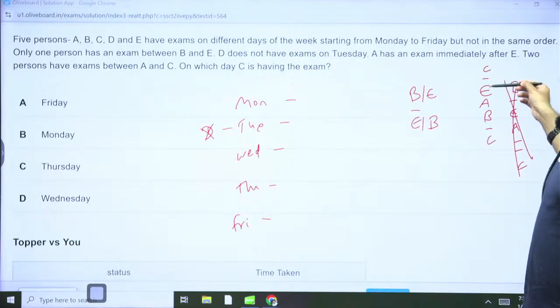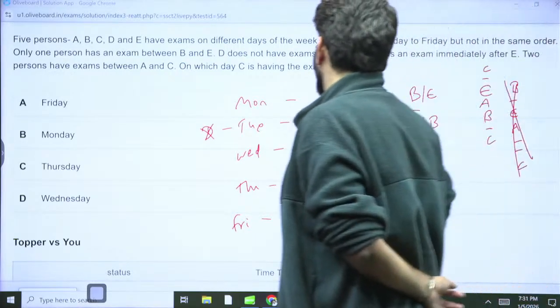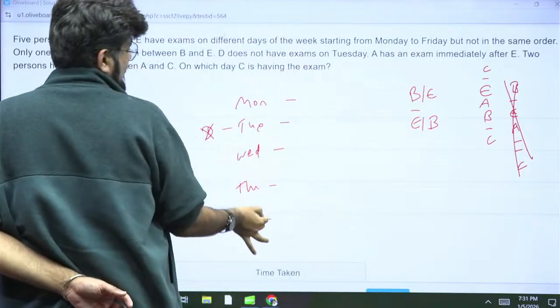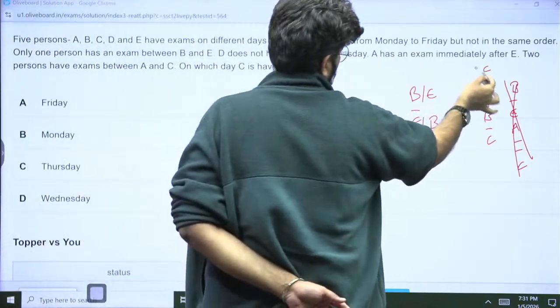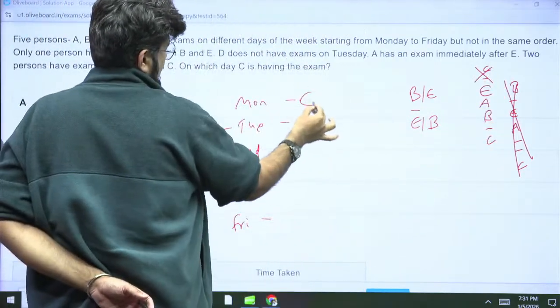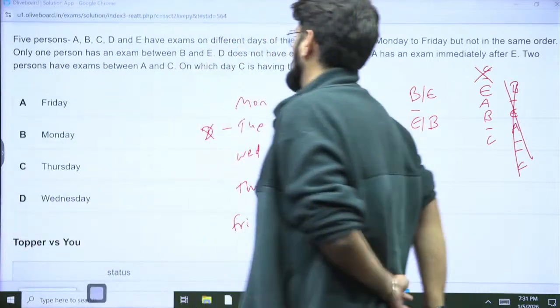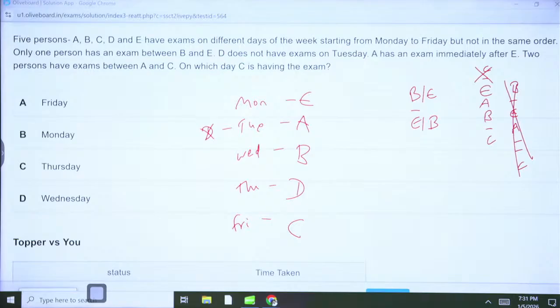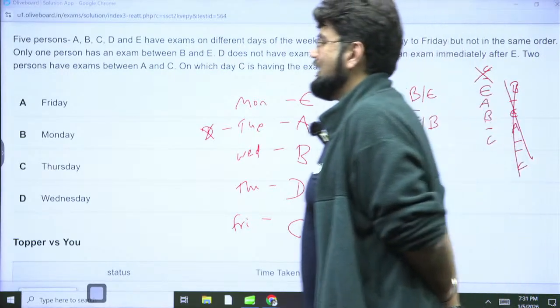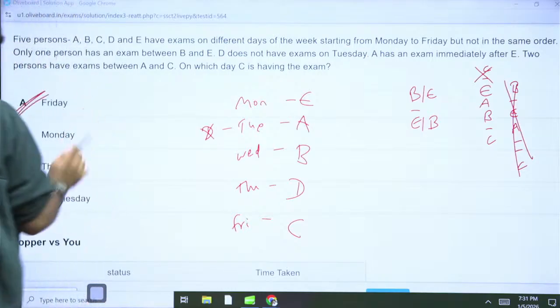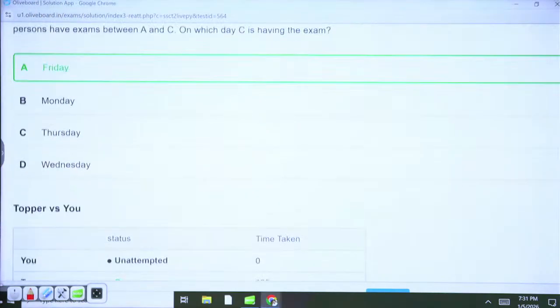So C dash EAB. If I take this C dash EAB, that will put D here. So this is also gone. So E, A, B dash C. So D has to be here. There's no other option left with you. So on which day is C having the exam? C is having the exam on Friday. Cool. Case-based arrangement and keep attempting. That's all. Easy question. Option A is the right answer.